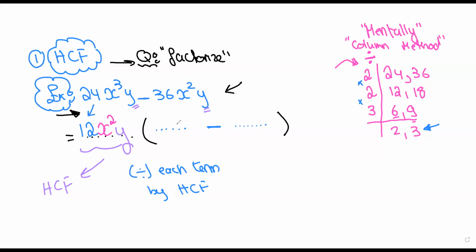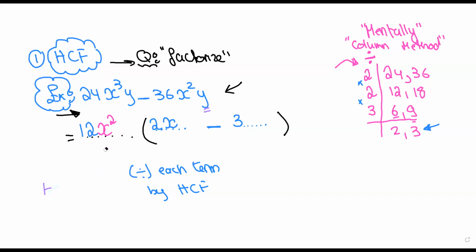So 24 divided by 12, which is 2. X power 3 divided by x power 2 is x. And then y and y, they are cancelled. And then you move on to the second part. 36 divided by 12, which is 3. X power 2 divided by x power 2 is 1. Y and y, they cancel each other, and y divided by y is equal to 1.